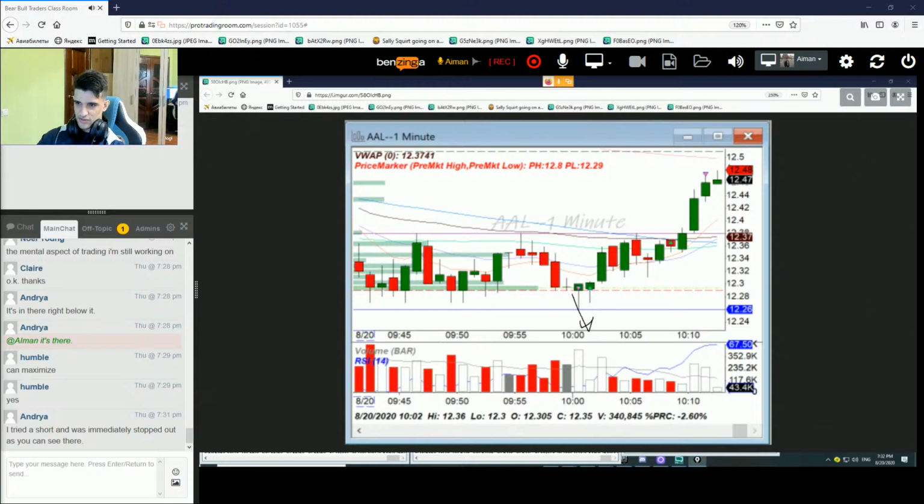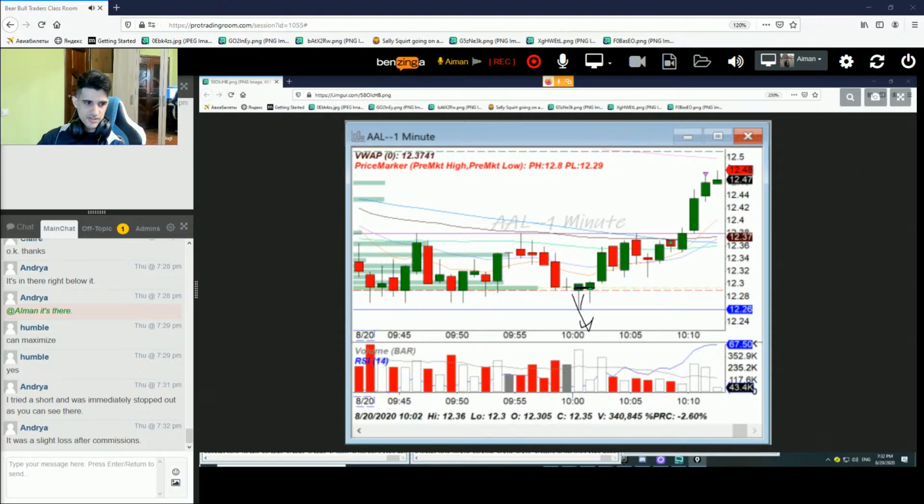Try to get in for the breakout didn't happen. You know that the entry was late, you exited just for a really small loss right there. Yeah, so good job managing that.